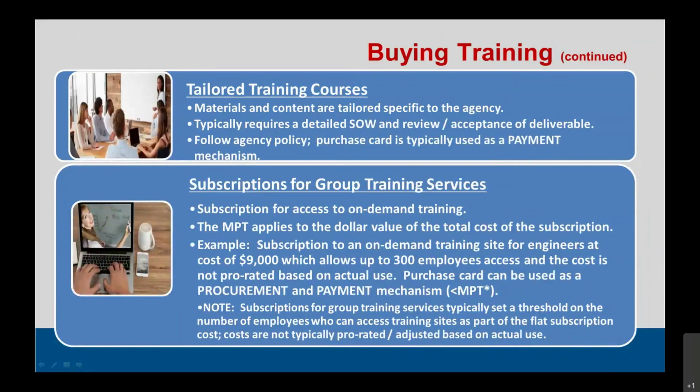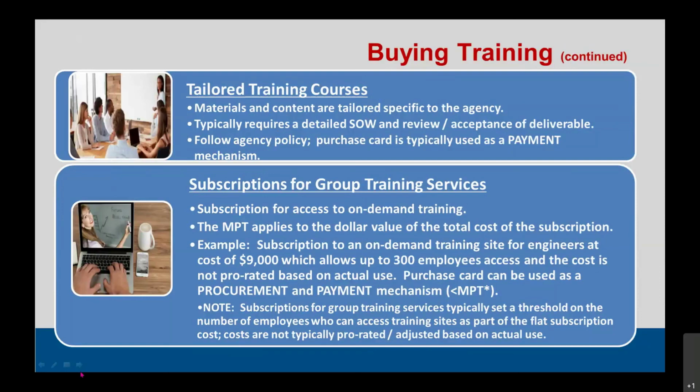When you're buying training that's tailored, those courses where material and content are tailored specific to the agency, such as leadership development programs, project-specific kickoff training, et cetera, those should be purchased with a formal contract by a warranted contracting officer. Those typically require a statement of work, and that's why. And there's also subscriptions for group training services. If the purchase is a subscription to access on-demand training, the micro purchase threshold applies to the dollar value of the cost of the subscription. Costs are not typically prorated in these cases or adjusted up or down, depending on the number of people who actually access the training, as it's a flat fee.